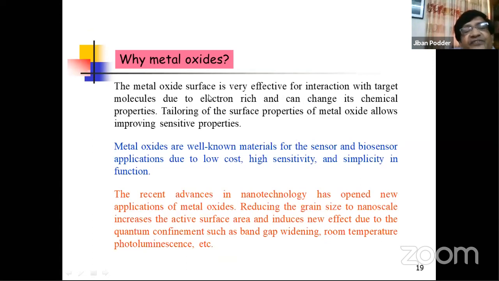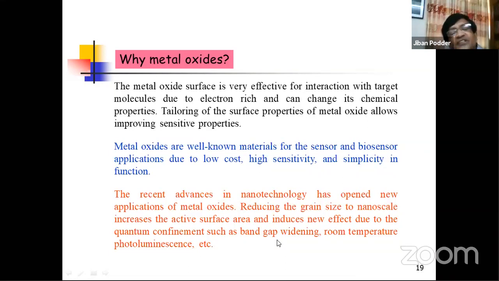Why metal oxides? The metal oxide surface is electron rich. They can interact with the target molecules and change the chemical properties. So metal oxides are well-known materials for sensor and biosensor applications due to low cost, high sensitivity, simplicity, and stability. Nowadays, with advances in nanotechnology research, people are trying to reduce particles to the nanoscale because of more surface area and new effects due to quantum confinement, such as bandgap widening at room temperature.